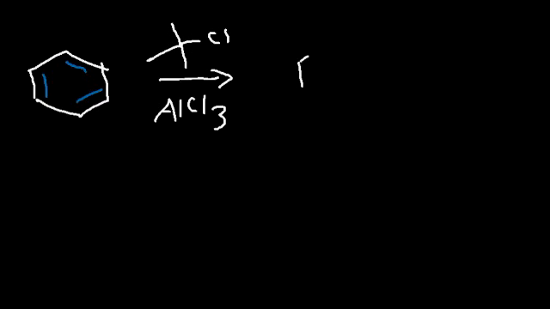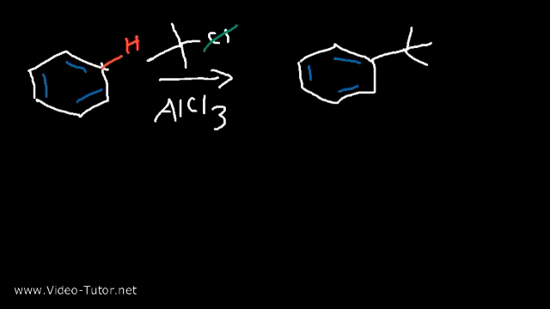Now the product of this reaction, all we're going to do is replace the hydrogen with an alkyl group. The chlorine group is a leaving group, so we're just going to take this out and replace the hydrogen with the tert-butyl group. So that's the main idea behind the Friedel-Crafts alkylation reaction. You're replacing the hydrogen with an alkyl group. But now let's propose a mechanism for this process.